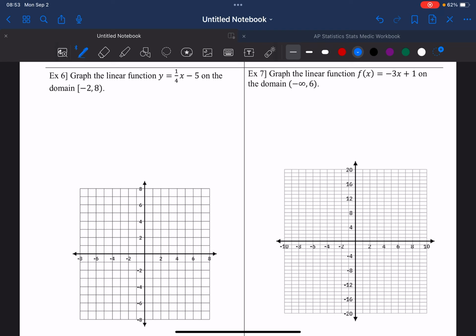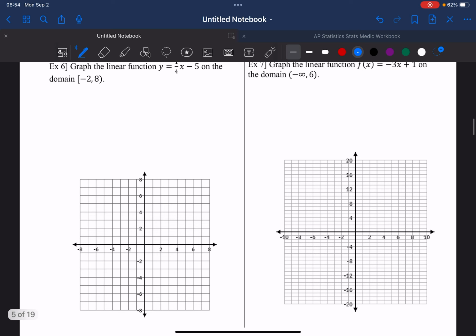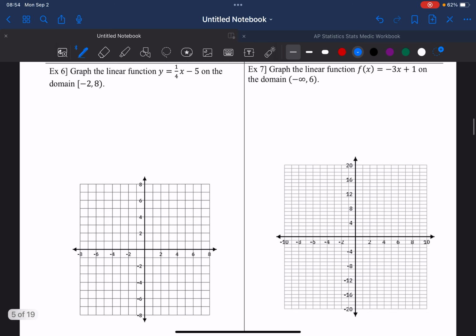Or another way is we could graph this function, so graph our y equals mx plus b by first plotting our b value and then doing our slope. Either method would work. I'm going to go ahead and do the method I mentioned last, and then I'll show you how we will do the restrictions on the domain.